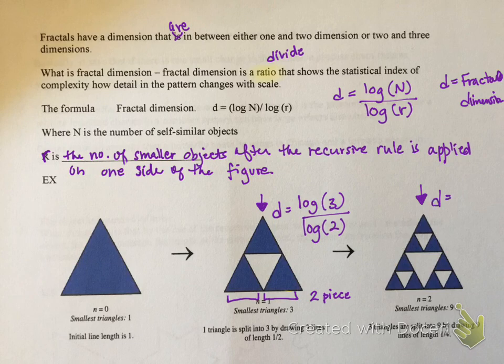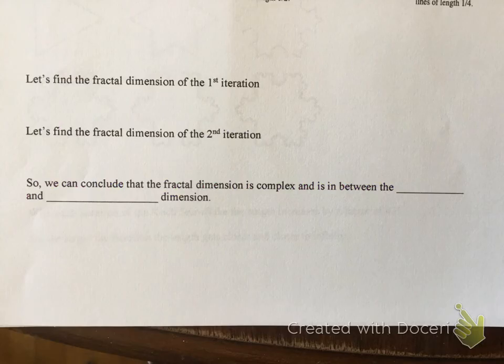So for the second iteration, d equals log of the number of pieces. In the second iteration, there are 9 solid triangles over log of the number of pieces on one side. Once again, I'm just looking at one side because all the sides are the same, and I'm going to count how many pieces I have. I have 1, 2, 3, 4. So log of 9 over log of 4. Okay, we're going to figure out this math on the next page.